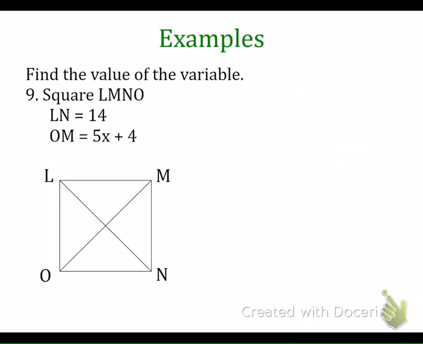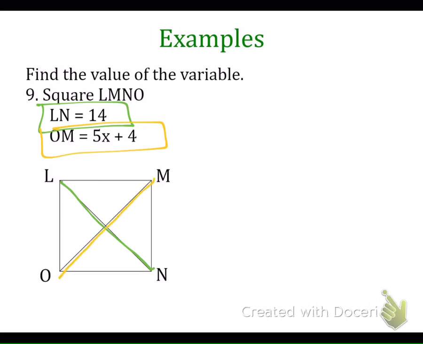So it says, this is a square. It says find the value of x. So it tells us that LN equals 14. That's this line right here. That equals 14. Then it tells us that OM equals 5x plus 4. Oh, that was bad. Trace.